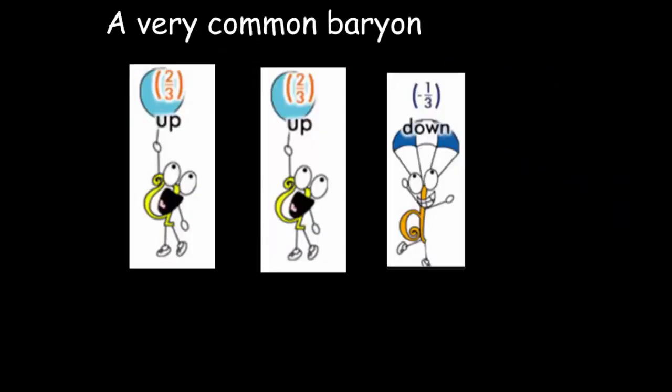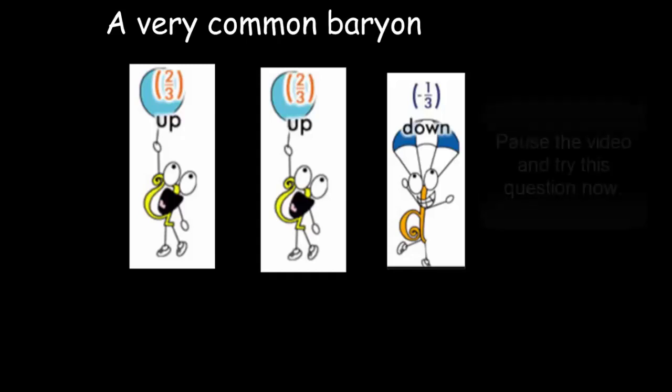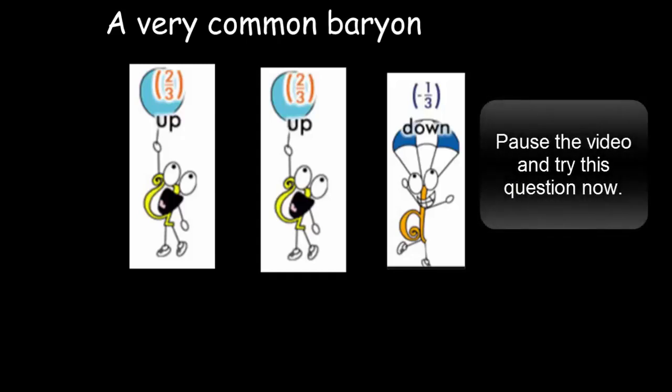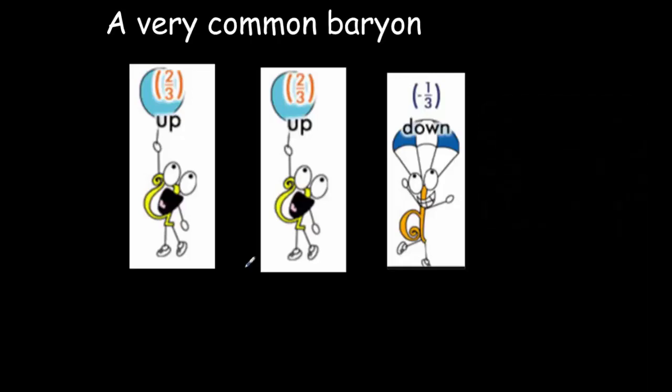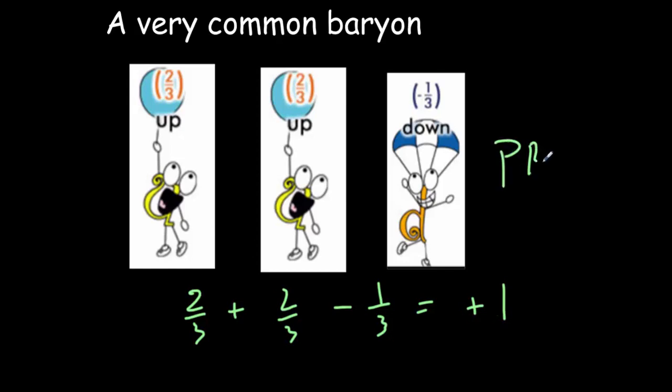So let's see if we can use charge to determine a very common baryon that consists of 2 up quarks and a down quark. Pause the video and see if you can determine it. Well, hopefully you added up the charges and you said that 2/3 plus another 2/3 minus 1/3 is equal to a charge of plus 1. And then you thought of a very common baryon that has a charge of plus 1. And of course your answer was the proton.